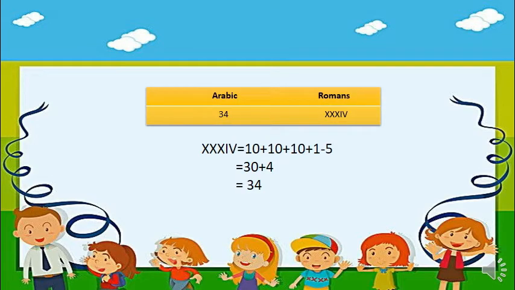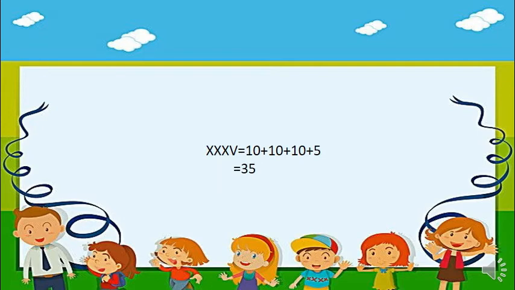Another Arabic number is 34 and the Roman number is triple X I V. Here we will apply rule number 3 and rule number 1. Rule number 1 is subtract smaller from greater, and rule number 3 is when a symbol is repeated twice or thrice, then the symbol is added. So X represents 10, I represents 1 and V represents 5. So add these values and the answer is 34.